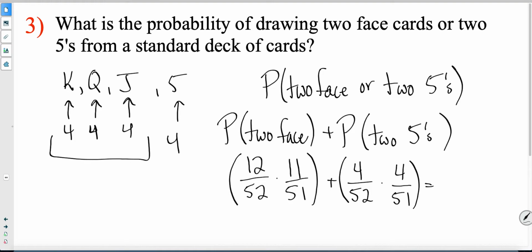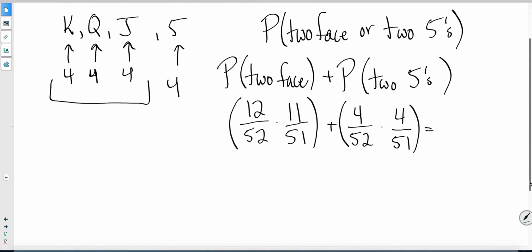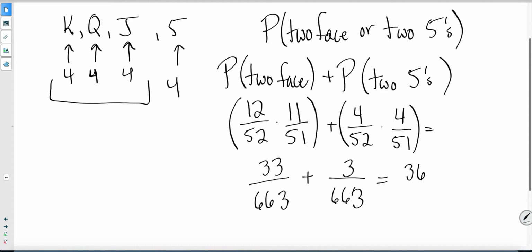Put those fractions in your calculator to see what you get. The one on the left, you get 33 out of 663. On the right, we get 3 out of 663. Then when you add those, you're going to have 36 out of 663, which will reduce down, so you can take out a 3 on both of those.